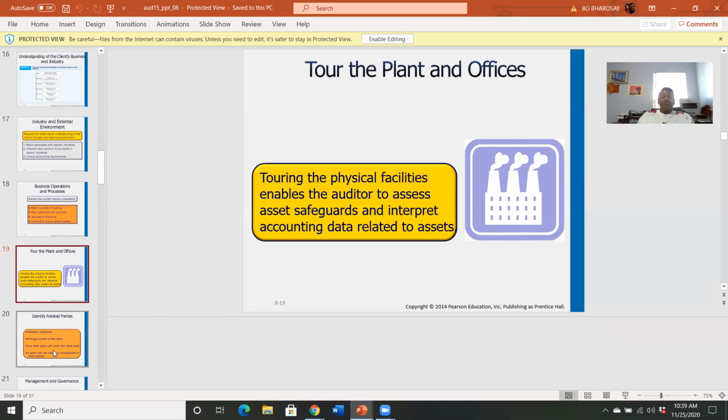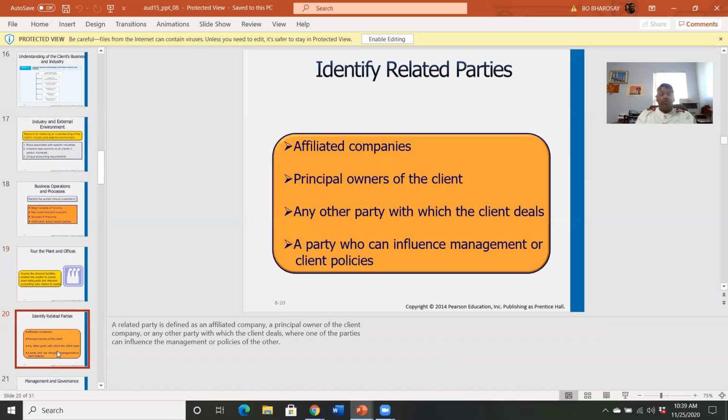Tour the plant and offices. Touring the physical facilities enables the auditor to assess asset safeguards and interpret accounting data related to assets. As you're touring the plant and facilities, you're getting to know how the operation operates. You're seeing if there are important safeguards in place. If they're not, you could recommend them to the client. And you get an understanding of some of the internal controls that are in place.